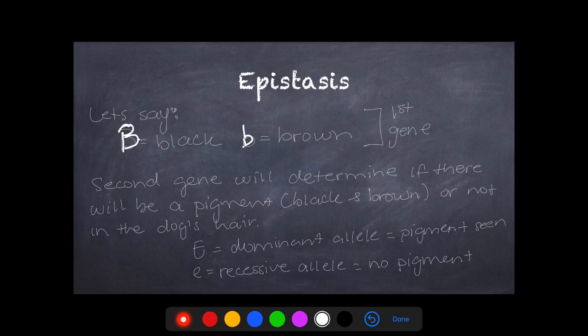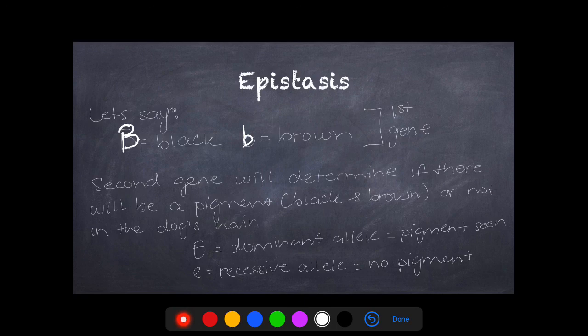Now, I have a second gene on my chromosome at a different locus that is going to determine if there is going to be a pigment in the fur. So this gene that I'm going to use with the letter E is going to tell me if the puppy is going to show the color of black or brown. And for it to show the color, I need to make sure that my E is dominant, right? So it's going to be a capital E.